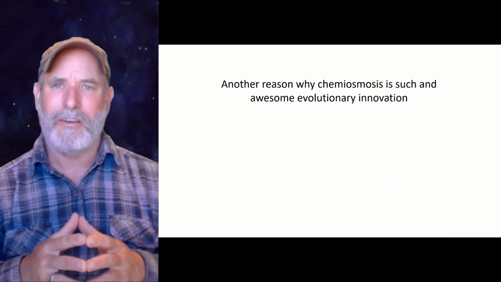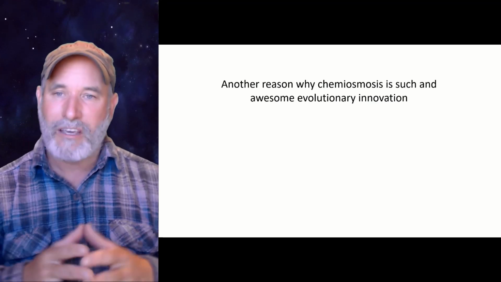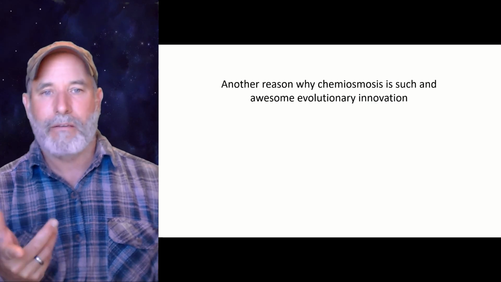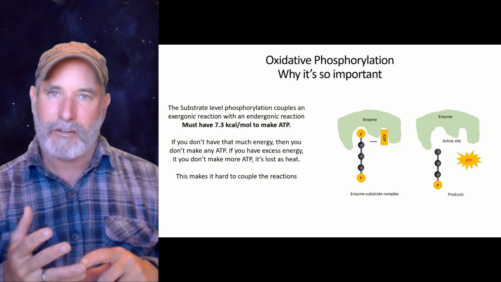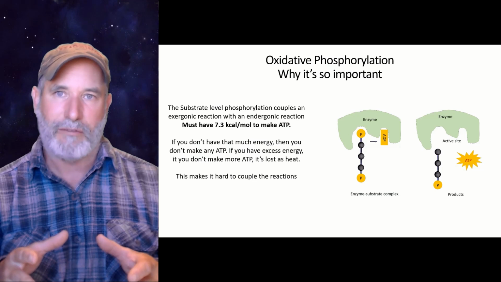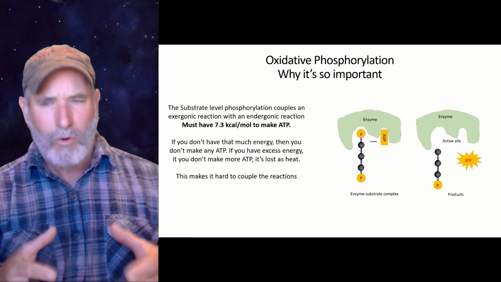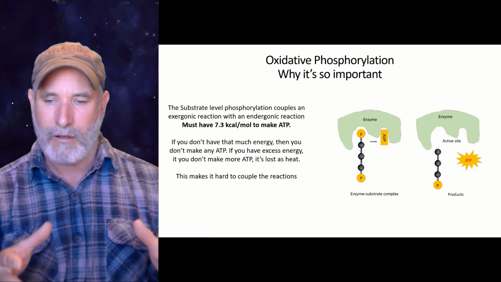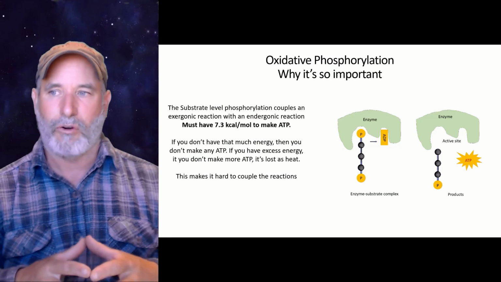So let me go back, and I want to talk about more of why chemiosmosis and the electron transport chain are so cool. Here's another reason why. Earlier, in glycolysis and in Krebs cycle, you make ATP through a process called substrate level phosphorylation. And in fact, up until the 1960s, most scientists believed that the majority of ATP made in mitochondria is made by using an enzyme in substrate level phosphorylation.